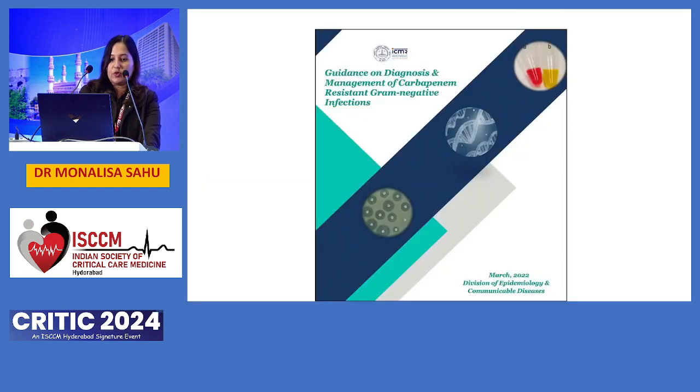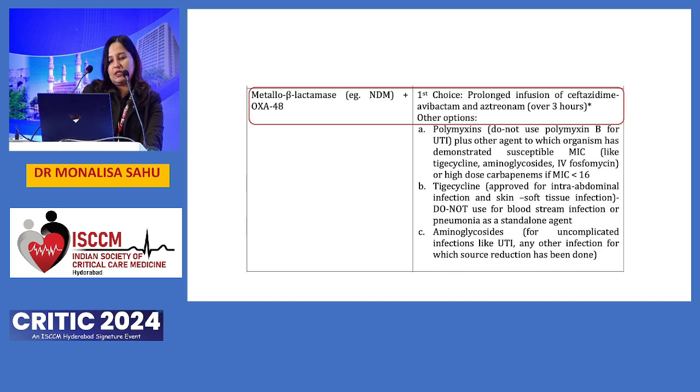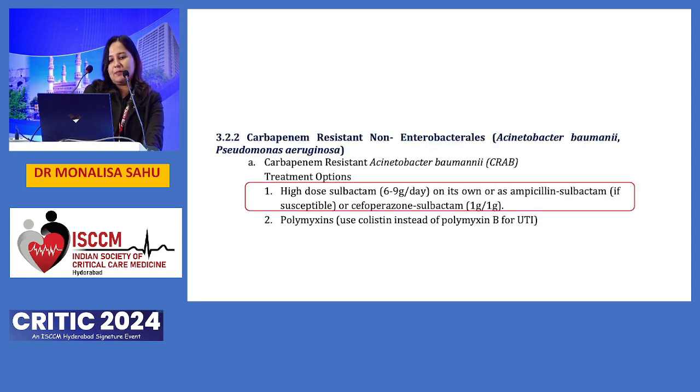Coming to the guidelines given by the ICMR, they state that for NDM isolates, the first drug of choice is ceftazidime avibactam with Aztreonam. For NDMs with OXA48, it is again ceftazidime avibactam with Aztreonam. For OXA48 alone, it is ceftazidime avibactam. And even for Pseudomonas or Acinetobacter, polymyxin B is not suggested as the first choice, but the sulbactam based combination is the first drug of choice. So, as my previous speaker said, even for Acinetobacter, polymyxin B is not the first choice. It is the high dose sulbactam based therapy which has been suggested.